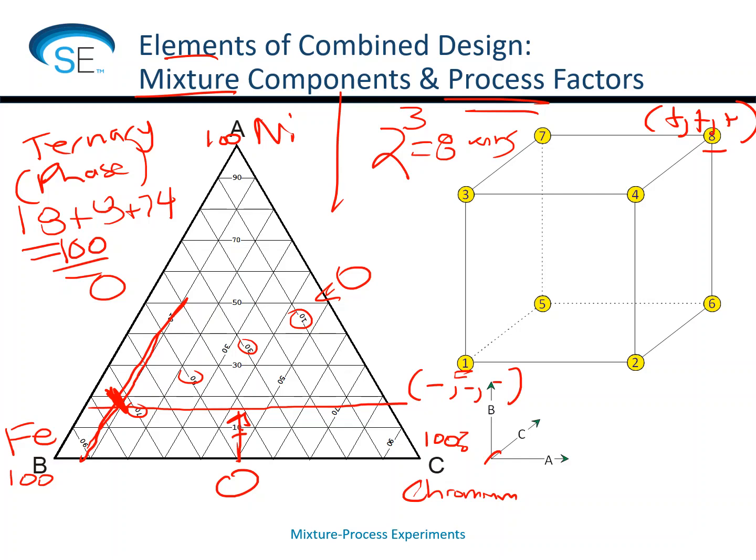And in between, we have all the other combinations. Of course, this would be run in a randomized plan. We always want to randomize the order, not do it in the standard order.